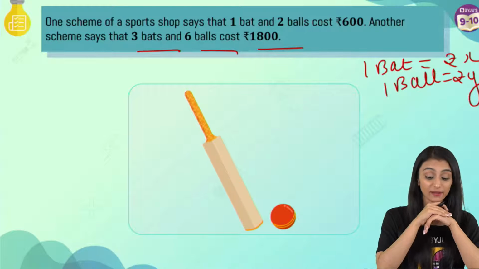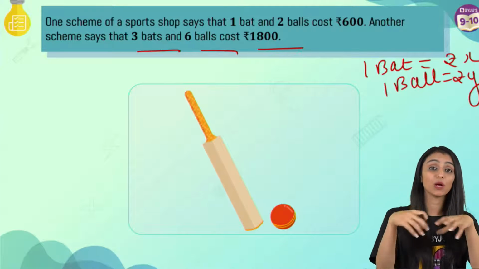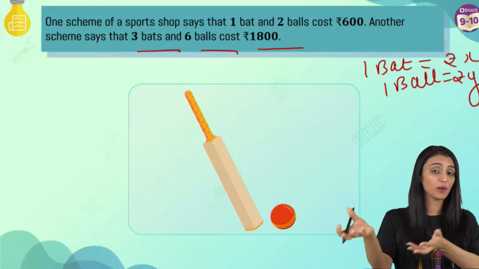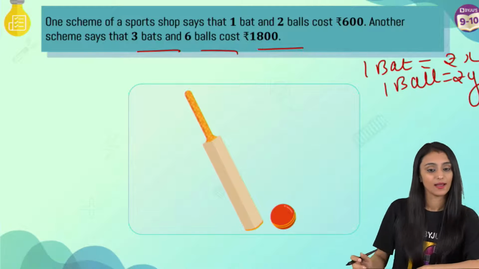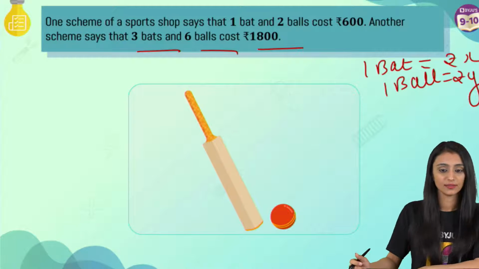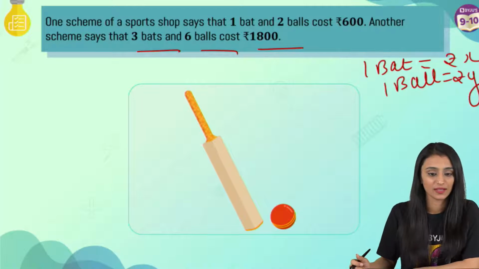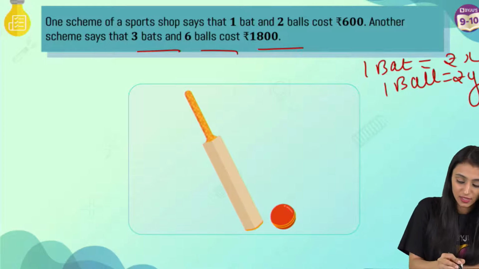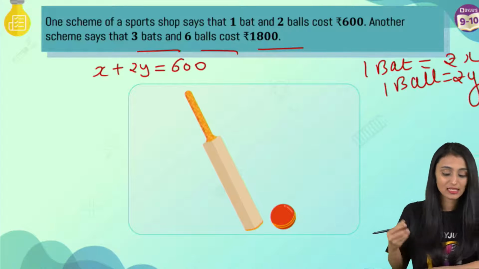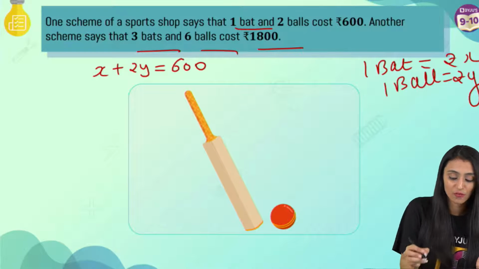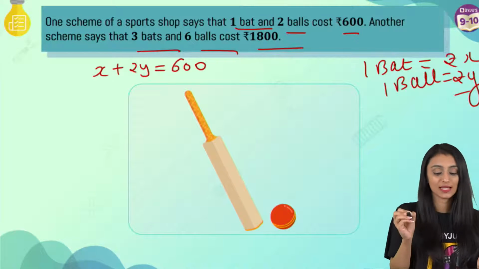Akanksha, we need to understand this because using this, we are going to come to a conclusion which is actually a part of our syllabus. 3x plus 6y, 1800. Yes. Correct. So the equations are x plus 2y equals 600. Let's suppose the cost of one bat is x, the cost of one ball is y. So x plus 2y equals 600.